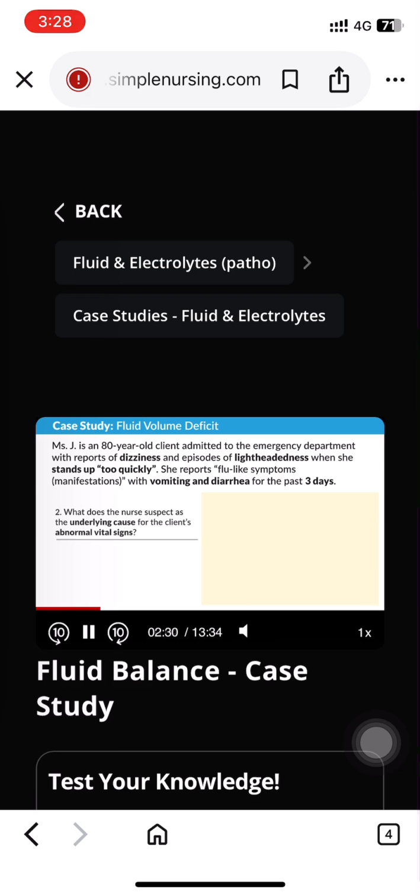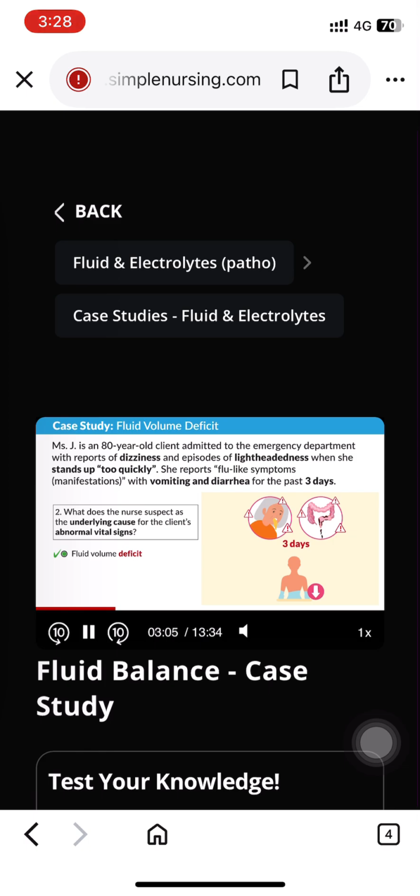So the question states, what does the nurse suspect as the underlying cause for the client's abnormal vital signs? So go ahead and pause the screen and try your best to answer this question. Now for the correct answer, fluid volume deficit. So remember, low blood pressure is from low fluid volume, specifically with clients that have been vomiting and having diarrhea for 3 days.